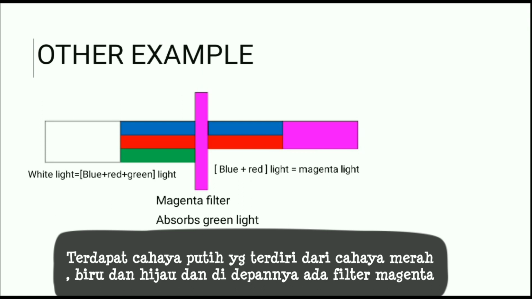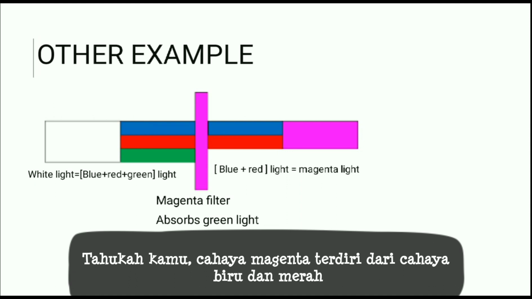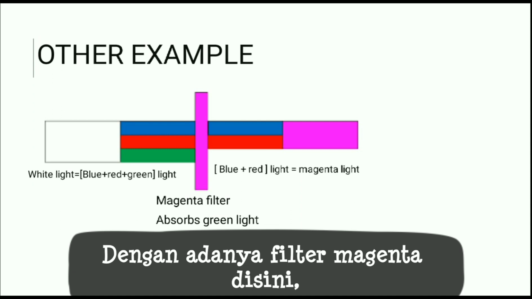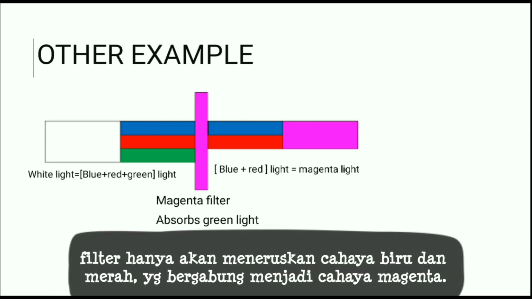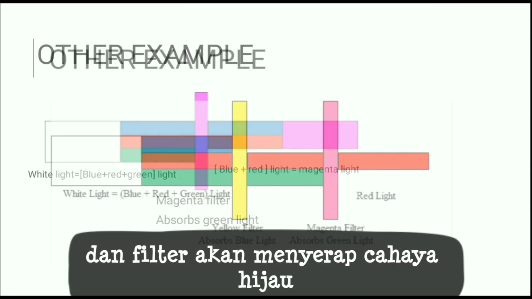This is white light, which consists of red light, blue light, and green light, and in front we have the magenta filter. Do you know that magenta consists of blue and red light? Okay, so because of having a magenta filter here, the filter only produces the blue and red light, which is combined as the magenta light, and the filter will absorb the green light.